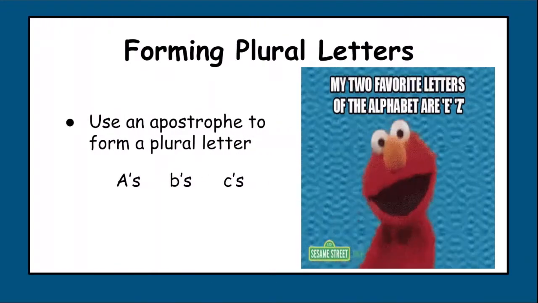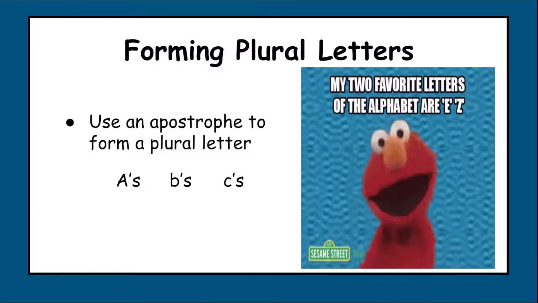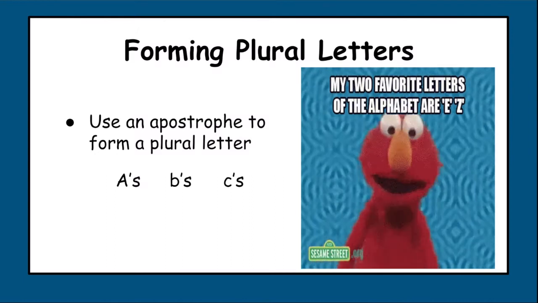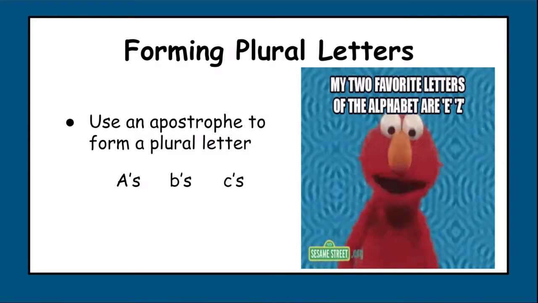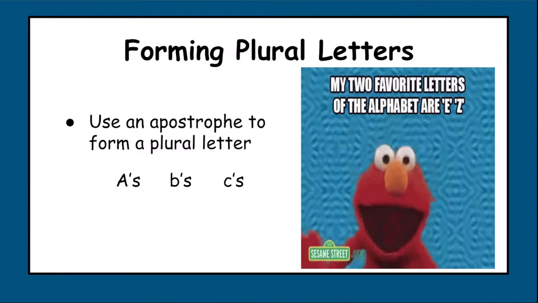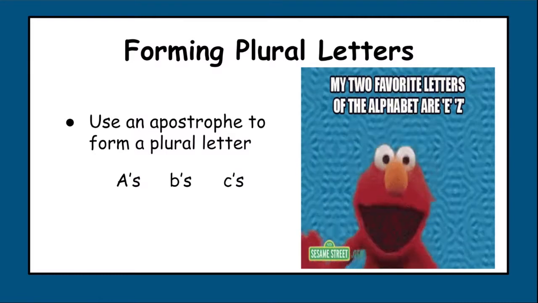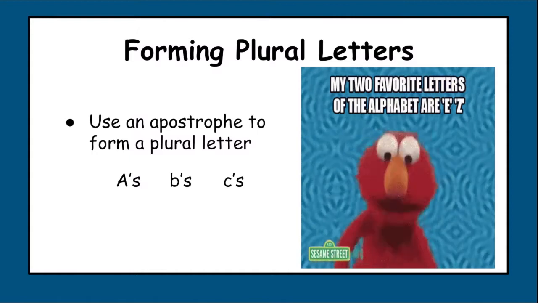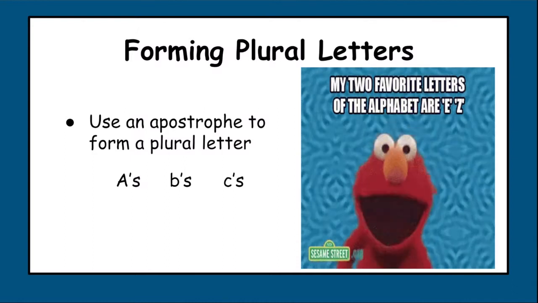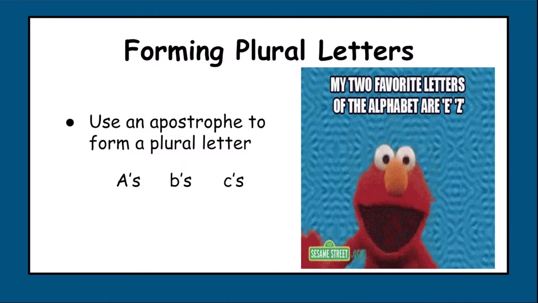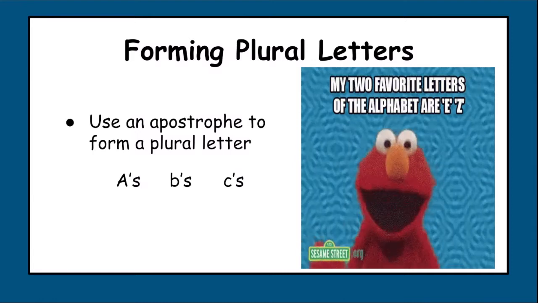Next, we have forming plural letters. All right, so this is what I was talking about by using the apostrophe for letters. We use an apostrophe if we want to say more than one of a letter. For example, if I were to say, look at all the A's I have, A apostrophe S. It's more than one. It's plural. If I were to say, look at all the B's I have on my progress report, yay! It would be a B apostrophe S. Any letter that you can think of that you're going to say more than one of, you always put an apostrophe S. Pretty simple, right? Kind of like Elmo says, his favorite letters are E, Z.